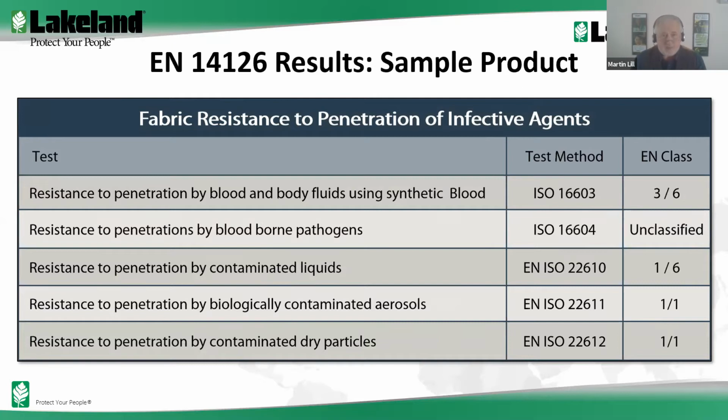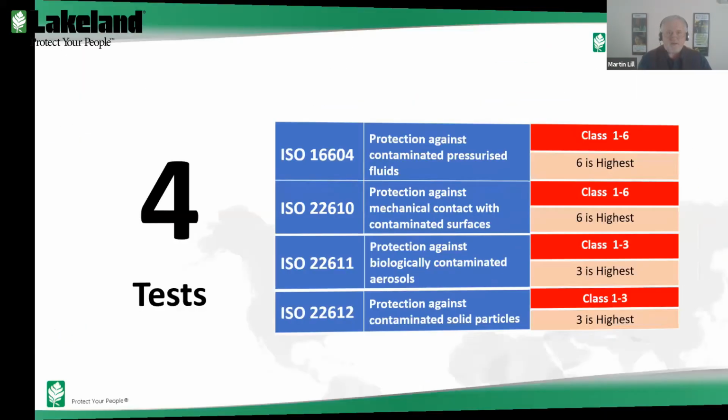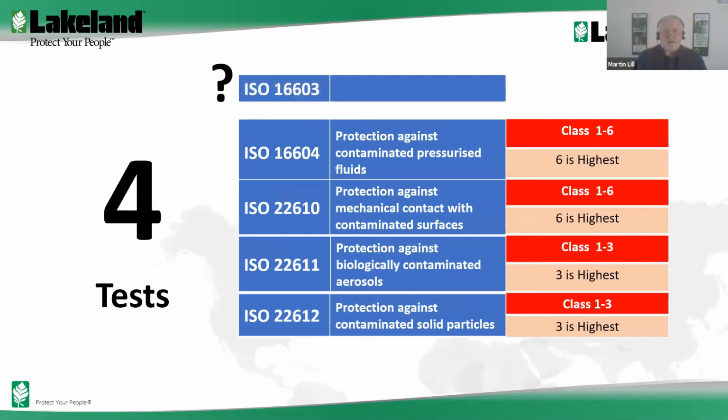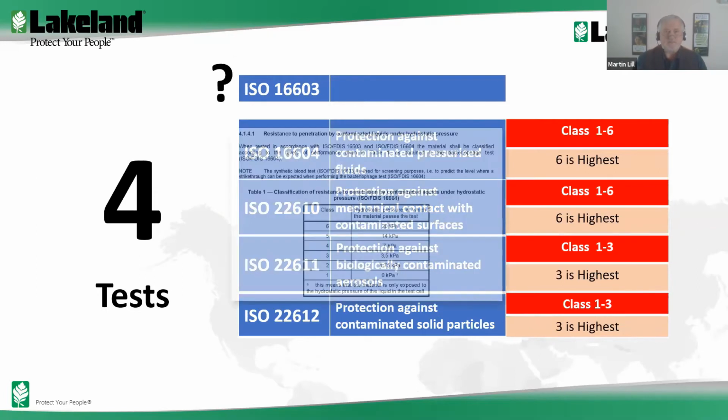So the sharp-eyed amongst you will be immediately saying, well, I thought you said on the previous slide there were 4 tests, because there's 5 tests listed here. So are there 4 tests or are there 5 tests? Good question. What's this extra one here? ISO 16603. Well, if you remember my original list of tests, it started with 16604. So what's 16603? Let's have a look at what the standard says.